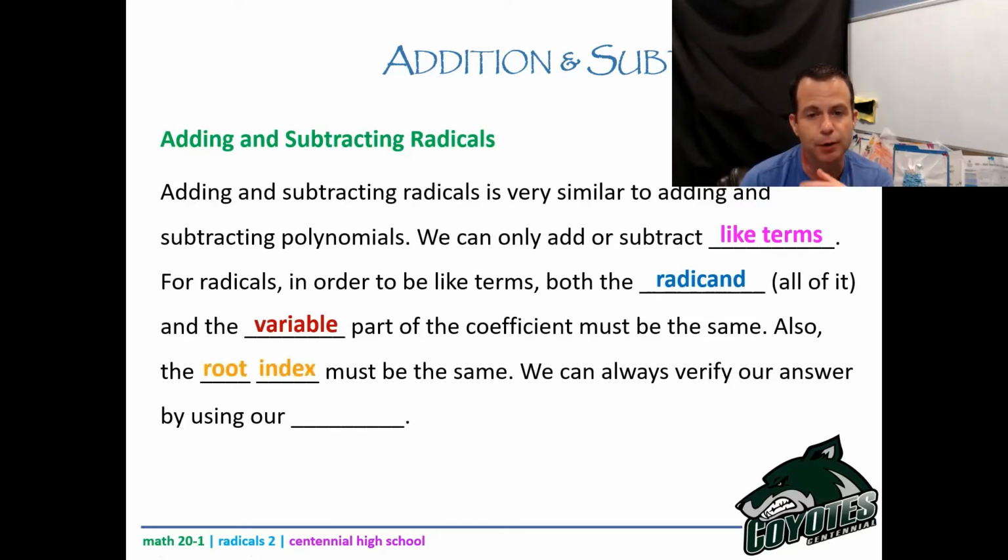We can always verify our answer by using our calculator, right? When you're trying to do these things, if you type in the original question and look at that decimal response you get, and then you type in your final answer and look at that decimal response you get, you should get the exact same decimal response. If you do, you've probably done it decently well. If you don't, you need to go back and check your work.